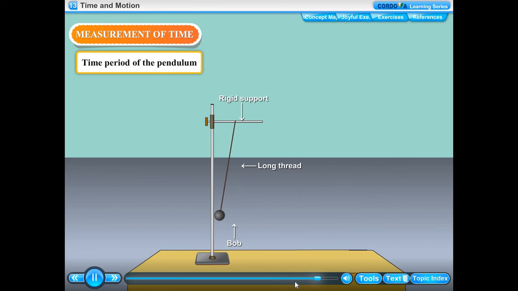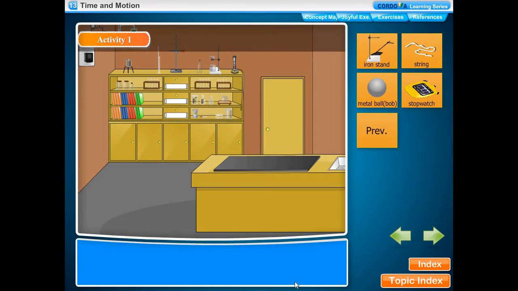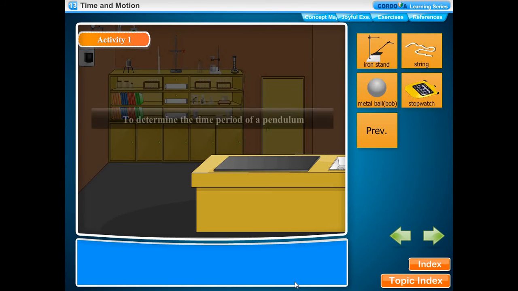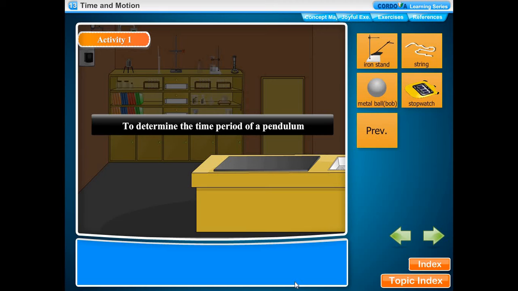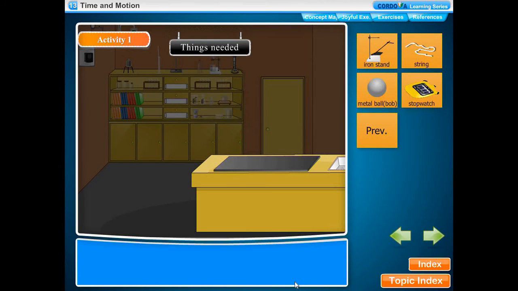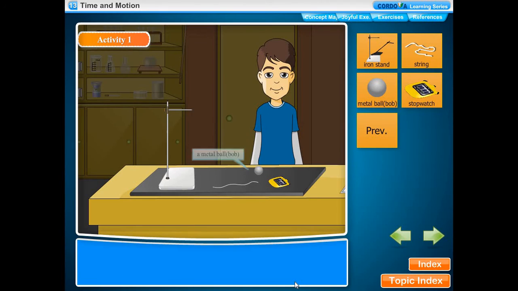Time period of the pendulum. The time taken by the bob of a pendulum to complete one oscillation is called the time period of the pendulum. Activity 1. To determine the time period of a pendulum. Things needed: a metal ball bob, a string of length 1 meter, an iron stand, a stopwatch.